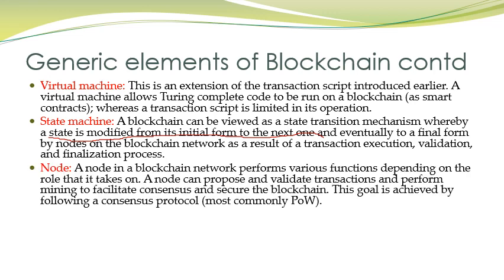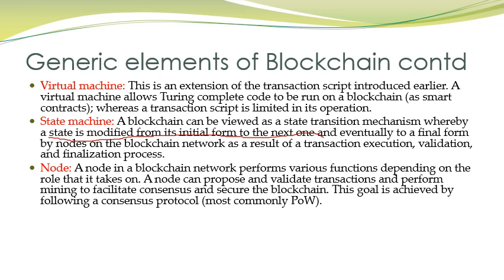We know what a node is. A node is nothing but an individual computer on the peer-to-peer network. What is the role of a node? A node can initiate the transaction, and a node can act as a miner. It has to verify the transaction. So a node in a blockchain network performs various functions depending on the role that it takes on. A node can propose and validate transactions and perform mining.